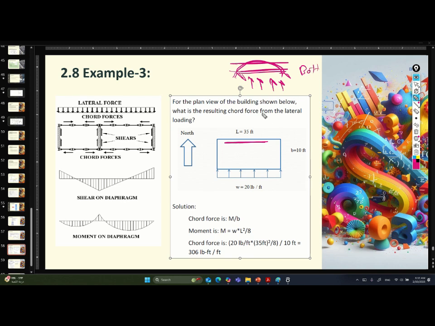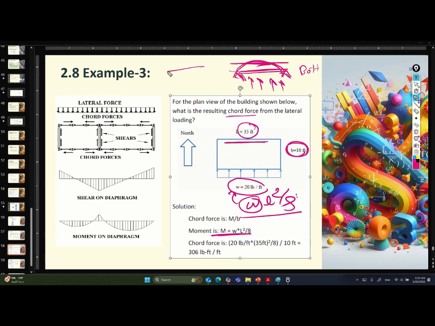So he tells you to determine the chord force from the lateral loading. From this uniform load, and regarding the statical system that I'm using, the moment here will be WL squared divided by 8. So what is the L? It is 35, and what is the W? The lateral force. So after getting the moment, I divide it by the depth.